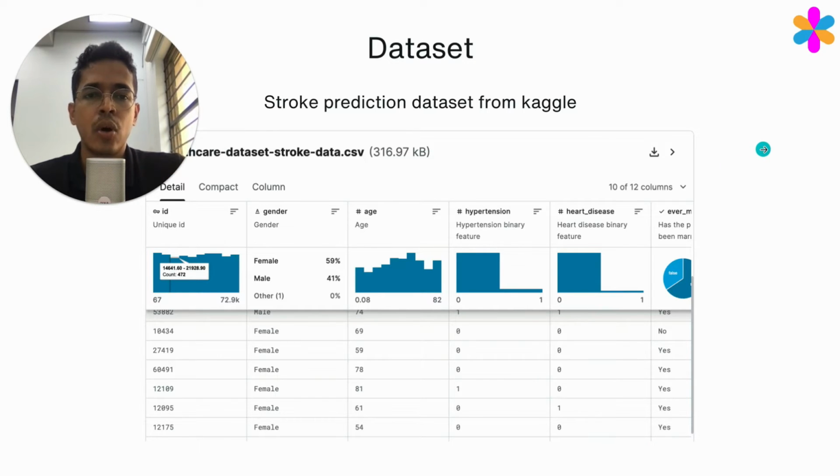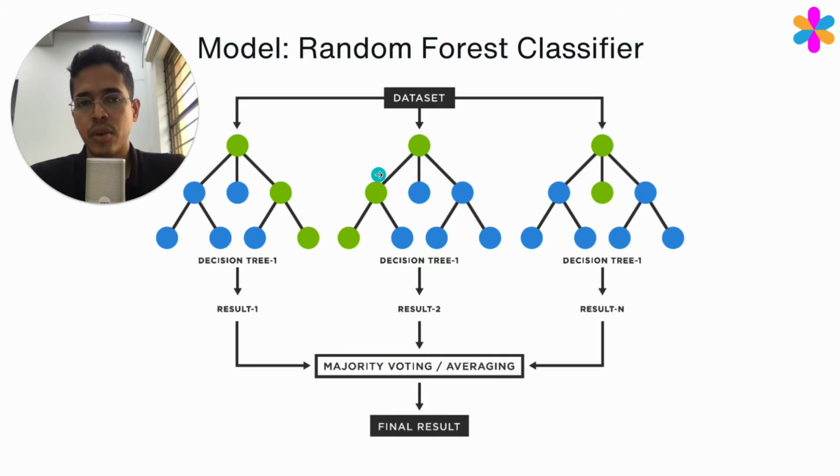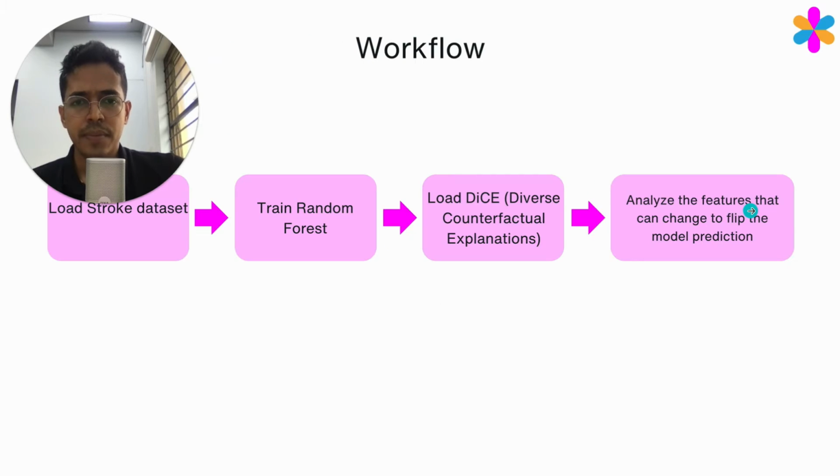And the model that we'll be using will be a random forest classifier. Random forest is a collection of decision trees. Each decision tree will make a prediction, and then we'll take a sort of weighted average of these different predictions to generate the final result. So that is what we'll be using.